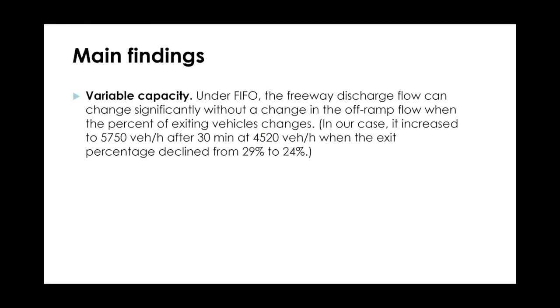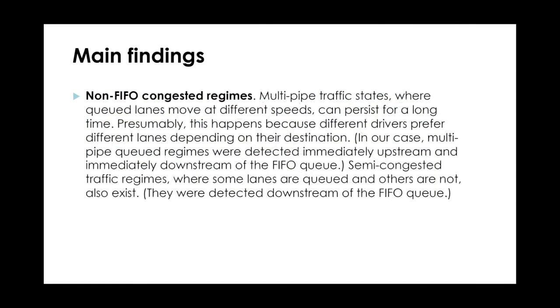They also found that capacity is variable. It's not really fixed. Under FIFO conditions, the freeway discharge flow can actually change significantly without a change in the off-ramp flow. What they saw was that the capacity changes from more than 5,000 vehicles per hour to 4,500 vehicles per hour, even when the exit flow goes down. So it's not necessarily just about the off-ramp flow; because of the microscopic movements at the diverge, the capacity will change significantly. And as I said, you'll see non-FIFO congested regimes forming, as in the example I gave.